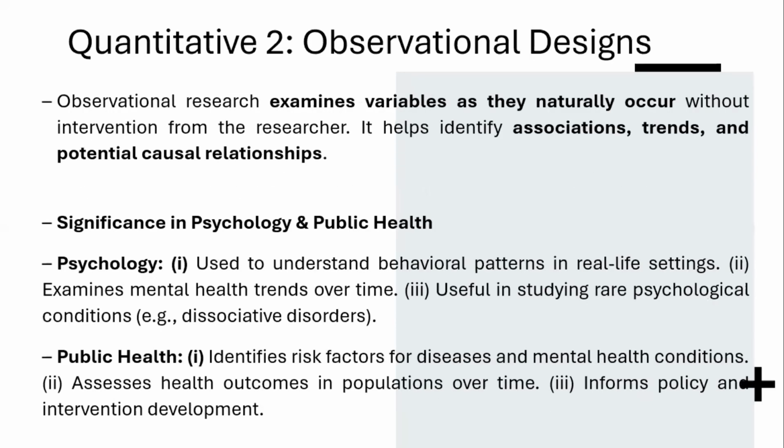And so observational designs examine variables as they naturally occur without any form of manipulation from the researcher. You only observe the variable, or you only analyze the data to draw associations, to find trends, or to have some potential causal analysis if you want to do, for example, regression. They are used a lot in the field of psychology and also public health and social science broadly, because it helps to understand behavioral patterns in real life settings.